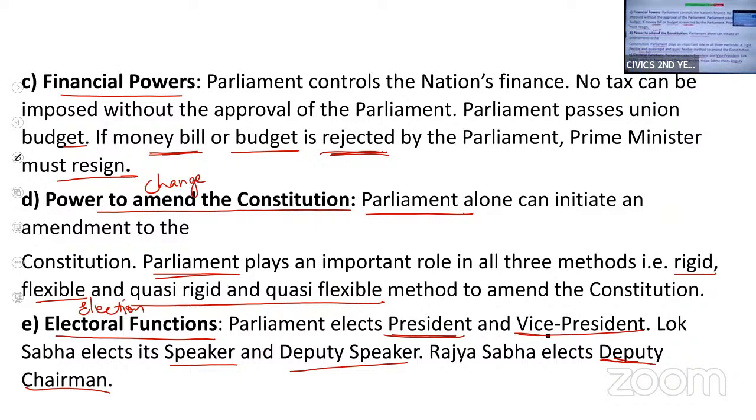Electoral functions means something related to elections. So whom does the parliament elect? Parliament elects the president. The members of both the houses of the parliament will elect the president. The vice president is elected by the parliament. The speaker and deputy speaker of Lok Sabha are elected by the members of the Lok Sabha among themselves. And the deputy chairman of the Rajya Sabha is elected by the members of Rajya Sabha only. This is the electoral function.